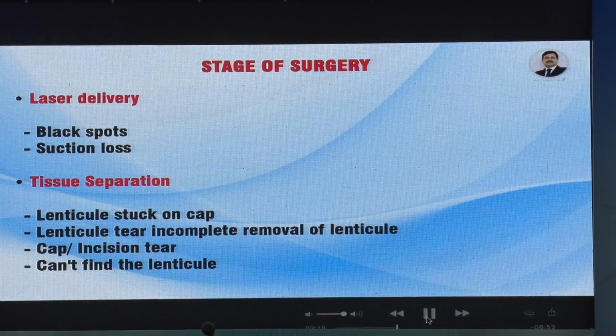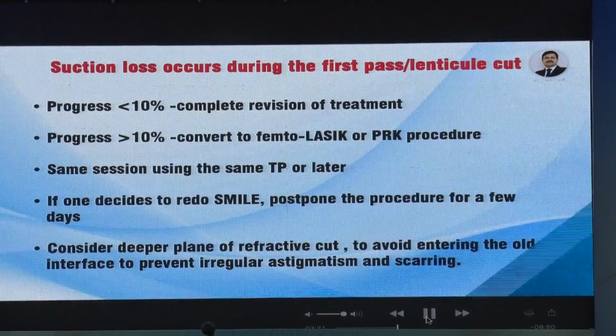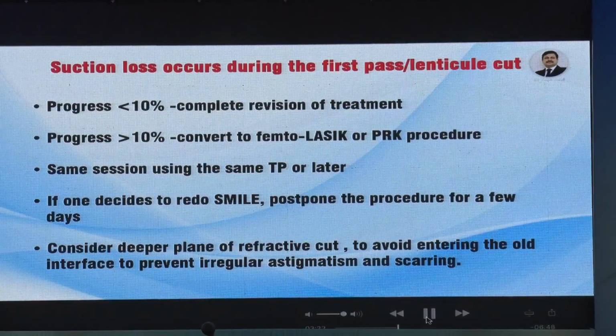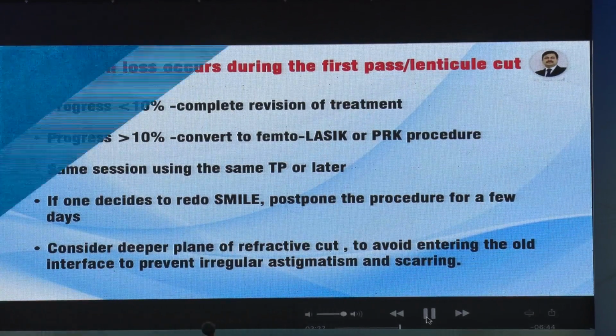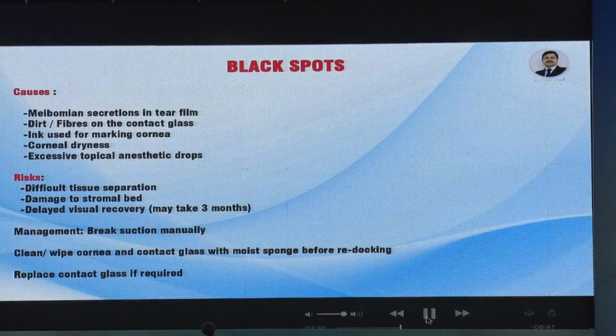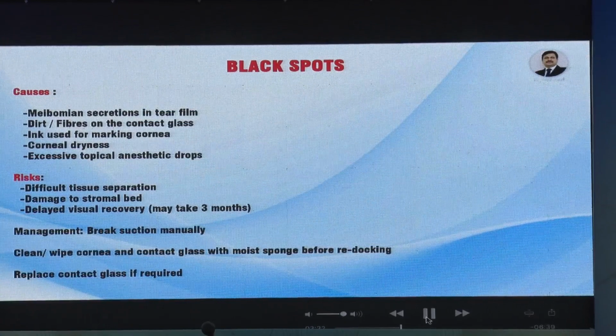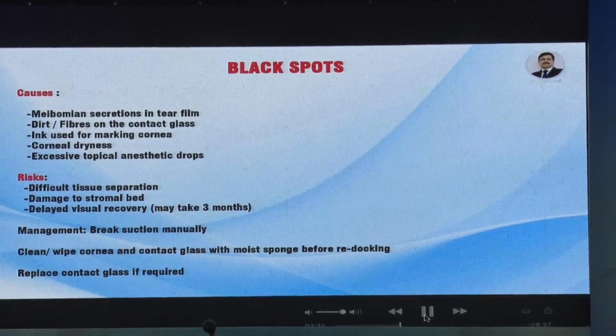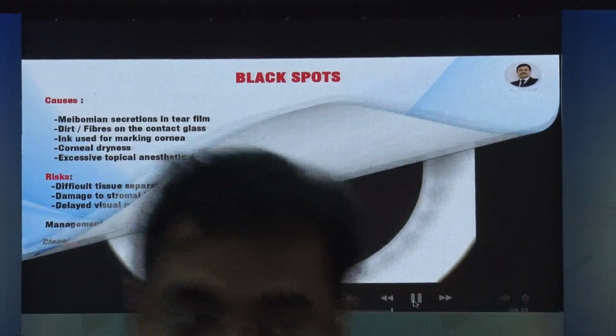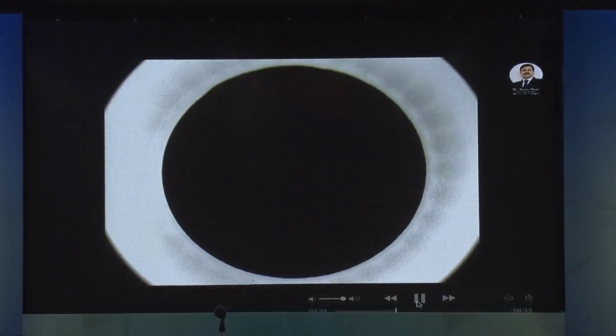stable cornea. Now we know that between the different stages of surgery there can be certain complications. So the suction loss to me is the biggest complication that we encountered in our initial cases, but yes, these are all amenable. Black spots could be because of the meibomian secretions, the dirt fibers, the ink used, and they might cause difficulty in tissue separation.